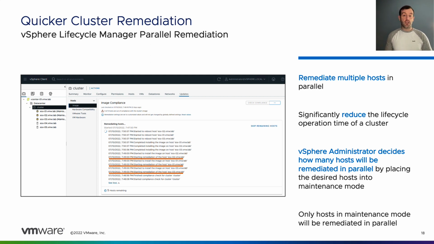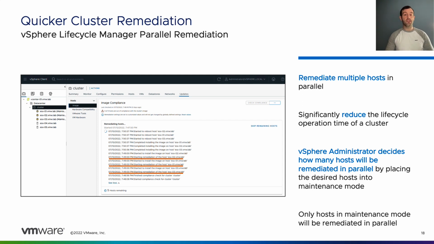At vSphere 8 GA, the vSphere administrator needs to place the desired number of hosts into maintenance mode that they wish to remediate in parallel. And the vSphere administrator can choose to either remediate all those hosts in maintenance mode or define a set number. So, for example, remediate 2 hosts at a time, remediate 3 hosts at a time, or remediate all hosts at a time.